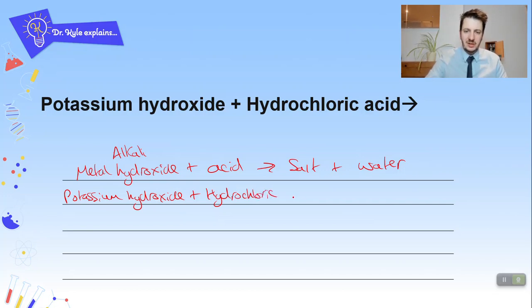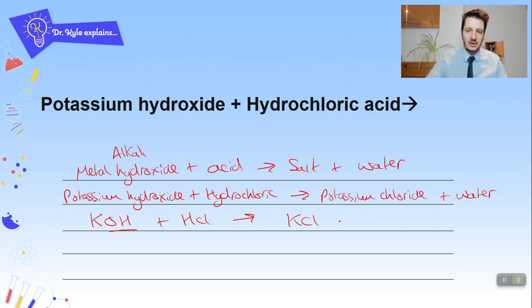So remember, in the last example we had sulfuric acid, so that makes sulfate. That's because it's got oxygen in. This one doesn't, so what's this going to make? It's going to be potassium chloride plus water. And so here then, potassium hydroxide is KOH, because remember OH is a hydroxide, plus HCl goes to KCl plus H2O.